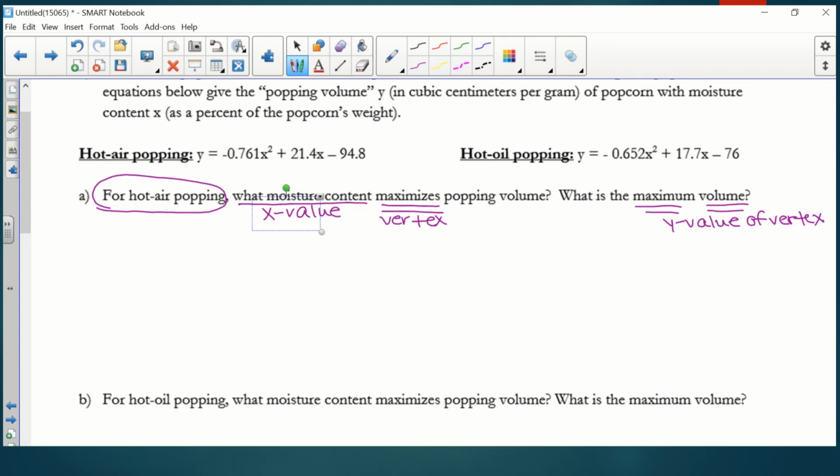Okay, so let's start by finding the X value of the vertex, and then we can go ahead and find the Y value. Just to give me an idea of what A, B, and C represent in the problem, I'm going to use the axis of symmetry formula. Negative my B value, which is 21.4, over 2 times my A value, which is negative 0.761.